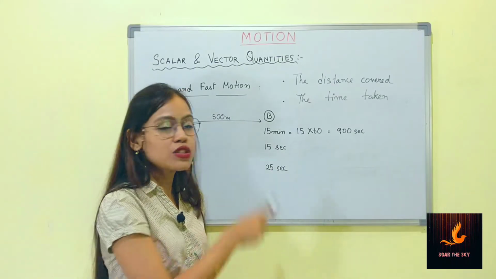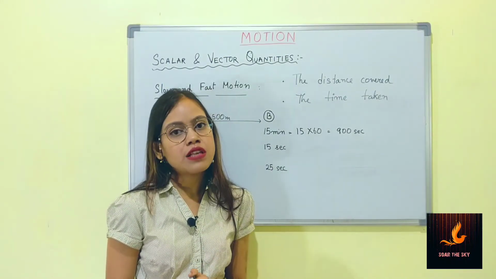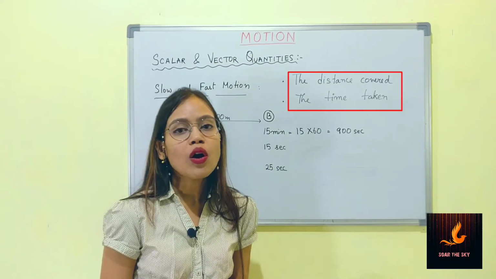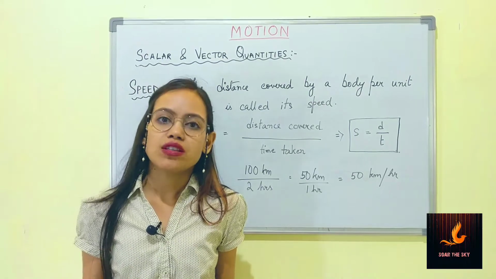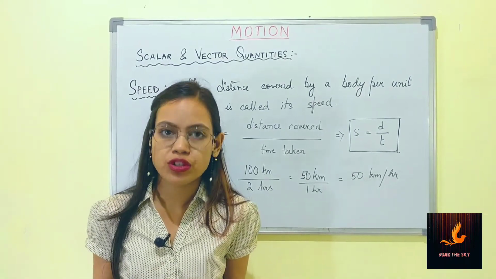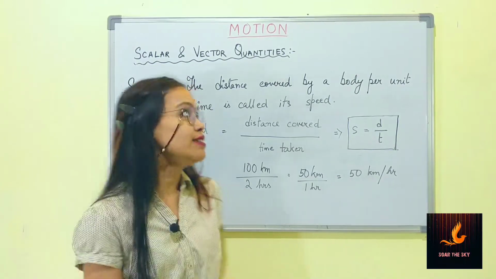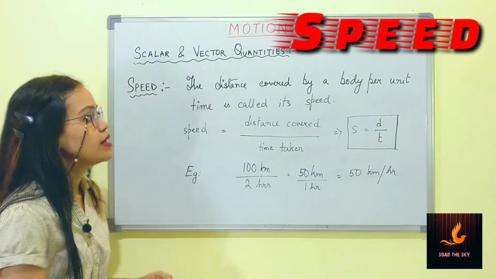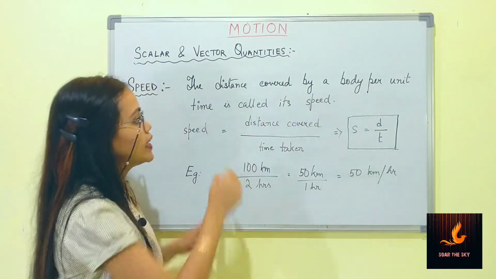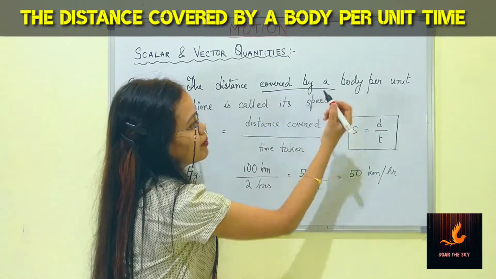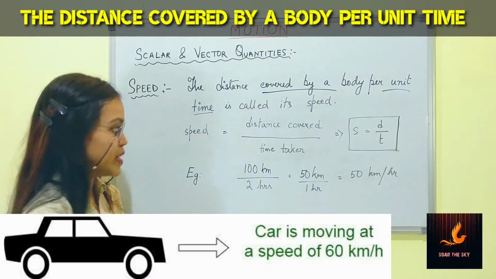So these two are the factors to determine whether a body is having a slow motion or it is moving very fast. So from the concept of slow and fast motion, we get the idea of the second scalar quantity, that is speed. What is speed? The distance covered by a body per unit time. The distance covered by a body per unit time is called its speed.